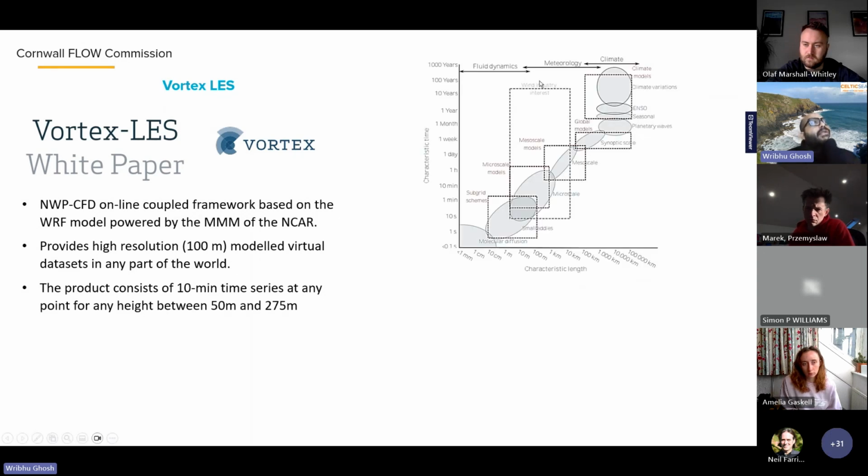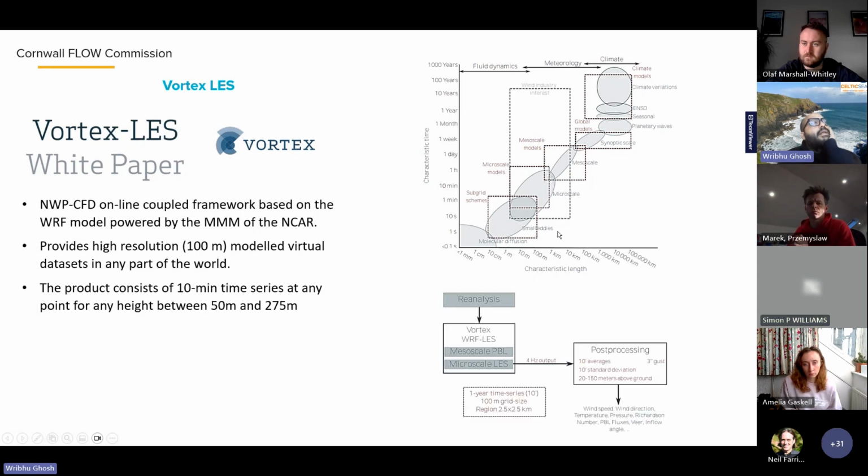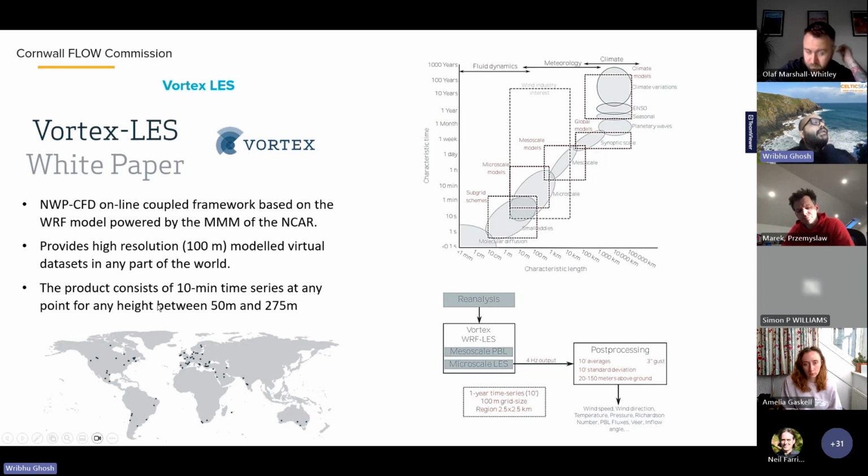In the wind industry, if this is a time characteristic length, then you can see what is actually of interest for the wind industry. It's the mesoscale and the microscale, and this falls right in the middle. This is the schematic of the model, and all these points are where the validation has happened for this model for it to work properly.